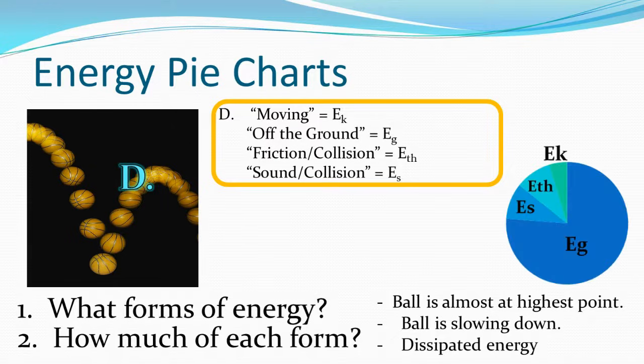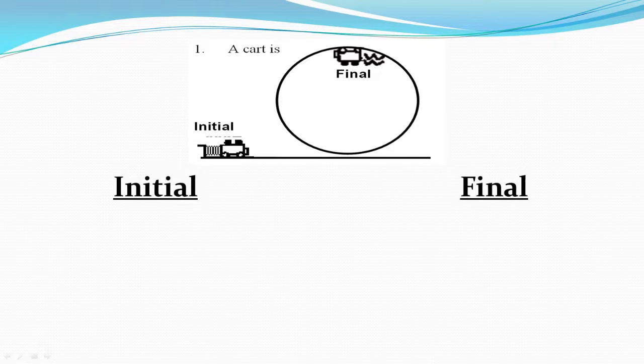However, since this whole pie chart represents the total amount of energy, that energy needs to be represented. On the next bounce, ES and ETH are going to get bigger and bigger. Again, that's why they are oftentimes put together as just E dis, or E dissipated energy. Let's try a couple together.